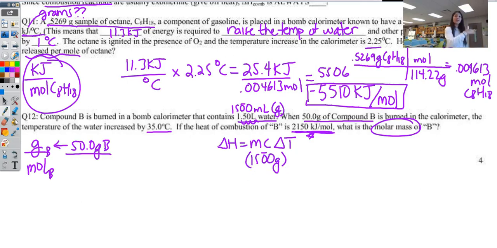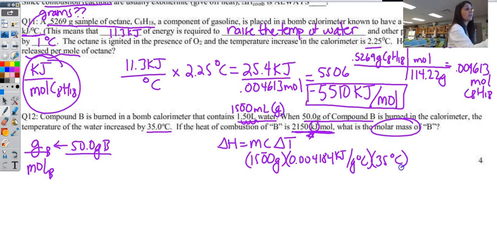Now, if that's water, everything has to be water in this case. So my specific heat, kilojoules or joules? Well, because this is in kilojoules, let's use kilojoules. So 0.004184 kilojoules per gram degrees Celsius. And my temperature change, they said it increased by 35 degrees Celsius. Okay, so let's multiply this.